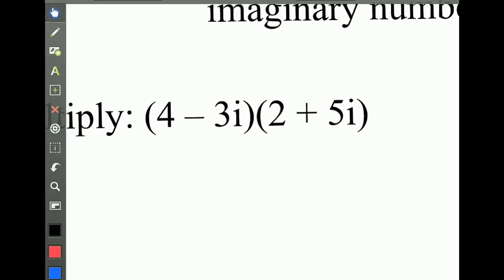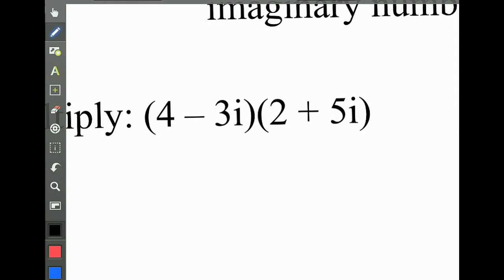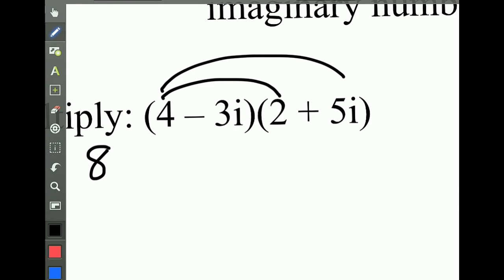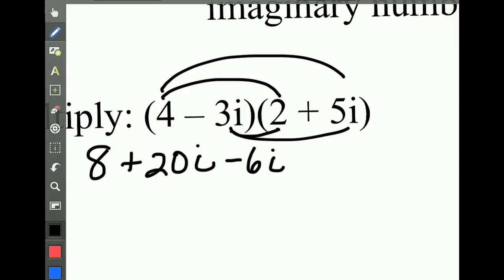Okay, so let's do the first one, FOIL. Most people don't use FOIL, but we'll do that one first. 4 times 2 and 4 times 5i. So we get 8 plus 4 times 5i would be 20i. And then I need to do negative 3i times 2, which would be negative 6i. Negative 3i times positive 5i would be negative 15i squared.